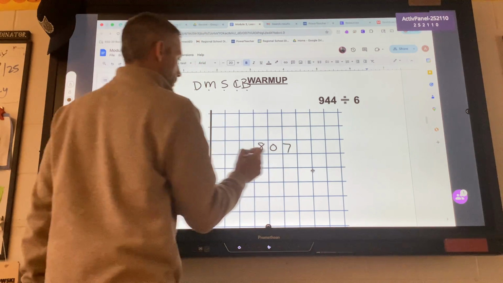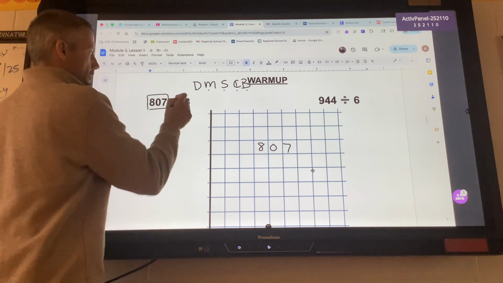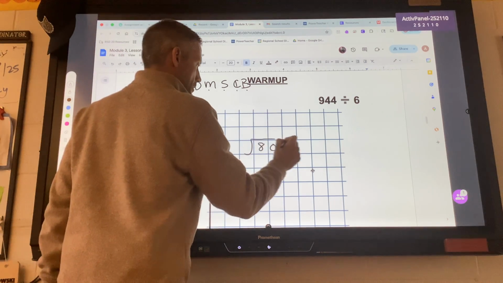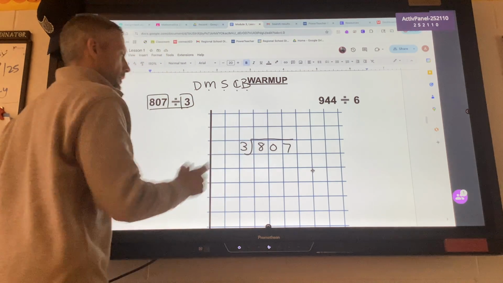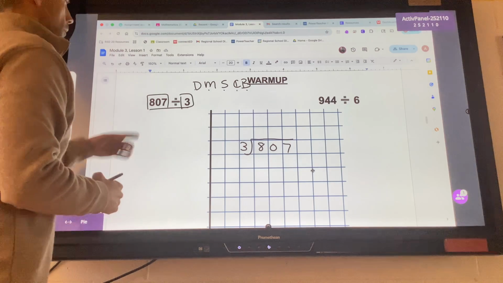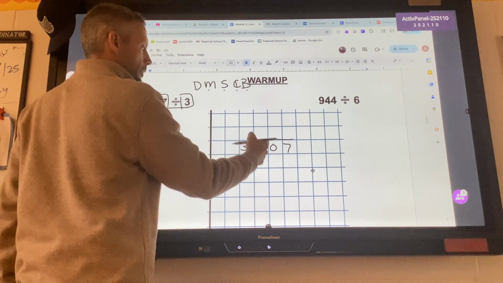So here's how you set up the problem. Remember, this is called the dividend. This is the divisor. The dividend goes inside the bracket with long division. The divisor goes on the outside of the bracket. The answer would be called the quotient. When we divide, all division really means is seeing how many times a number goes into another number.